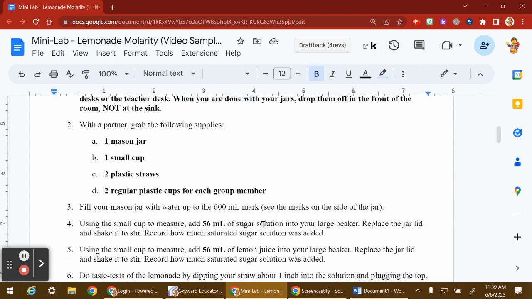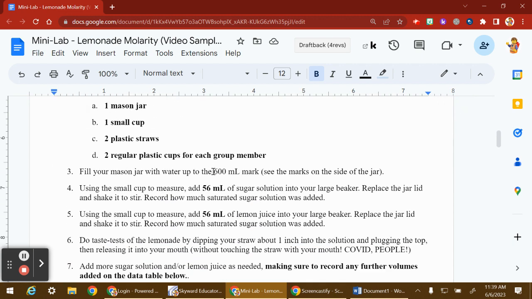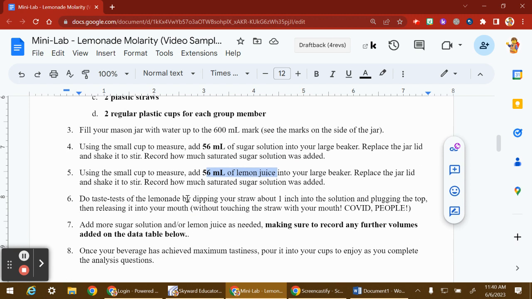So in this lab, what you did was you started off with a mason jar and you put 600 milliliters of water. Then you added 56 milliliters of sugar and 56 milliliters of lemon juice. And then you did taste tests by dipping your straws into it and plugging the top, doing the old drink from the straw trick.